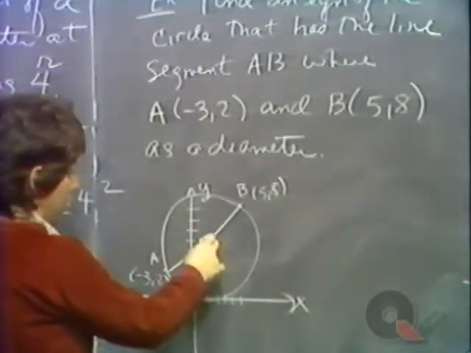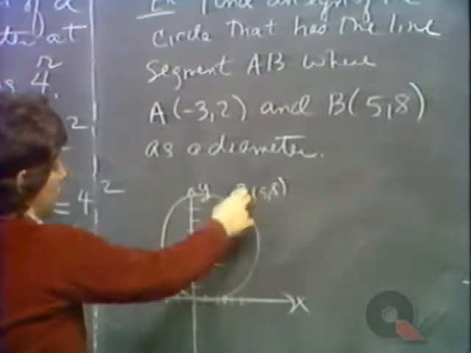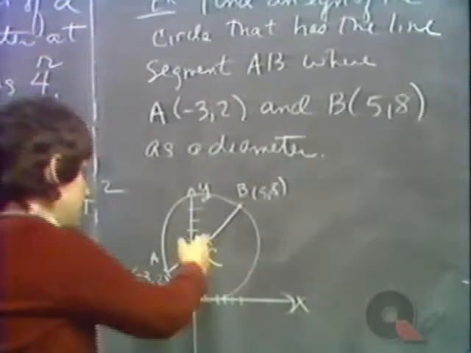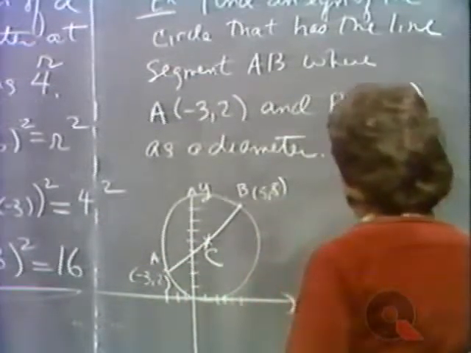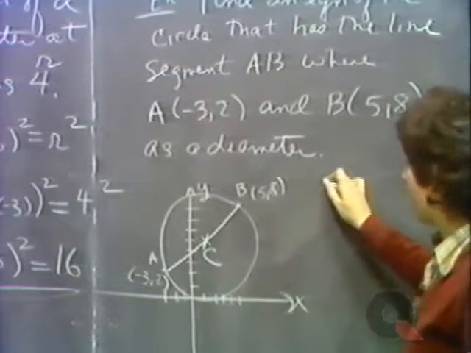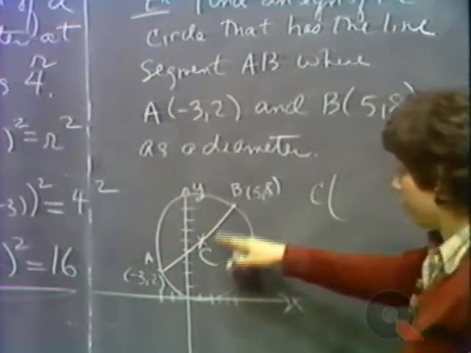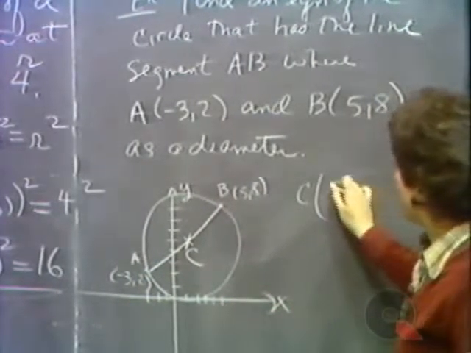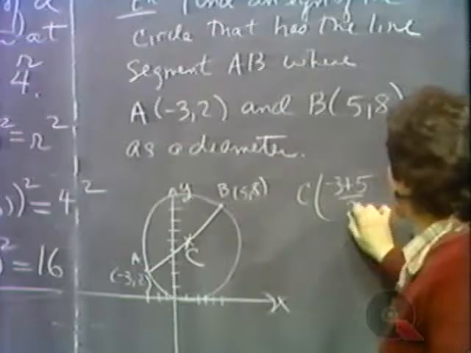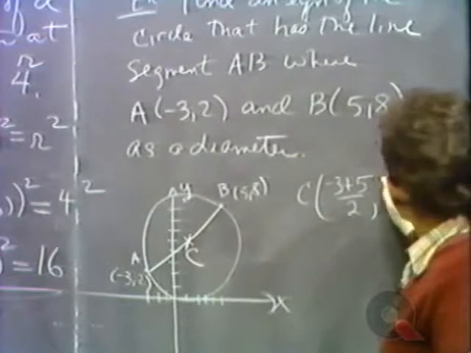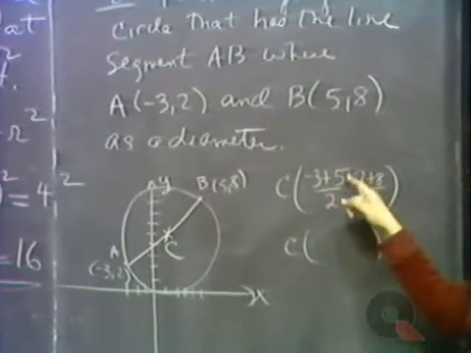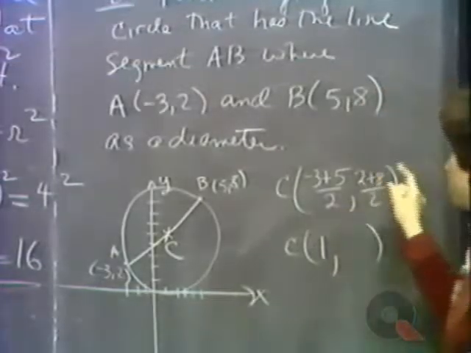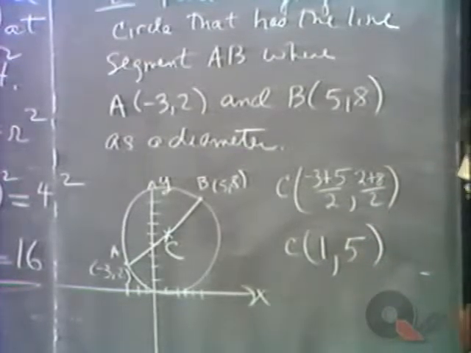Once we have the coordinates of the center, we can get the distance between A and C, or the distance between B and C. They should be the same. After all, C is the midpoint of this line segment, and either one of them could be used as the radius. Let's go ahead and do that. The coordinates of point C are found by adding up the coordinates of the endpoints and dividing by 2. (-3 + 5)/2, (2 + 8)/2. So C has coordinates: -3 plus 5, that's 2 over 2, which is 1; 2 plus 8, 10 over 2, which is 5. So the center is (1, 5).